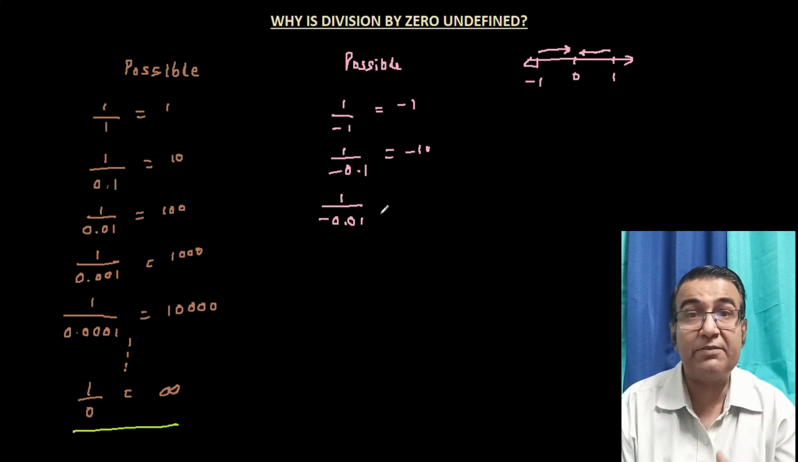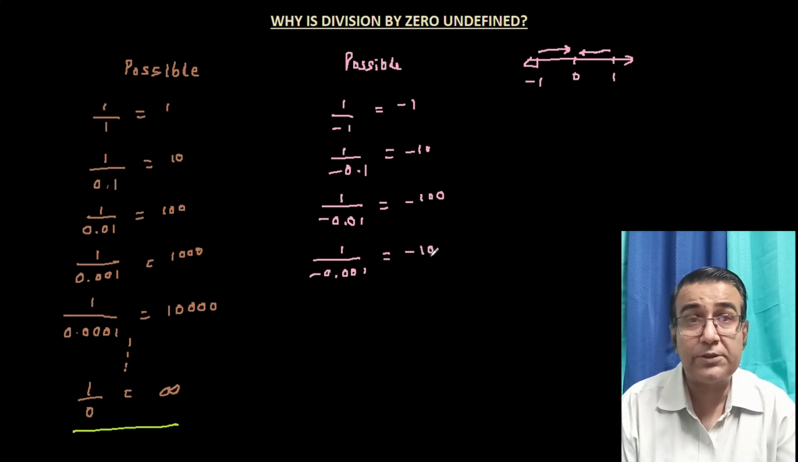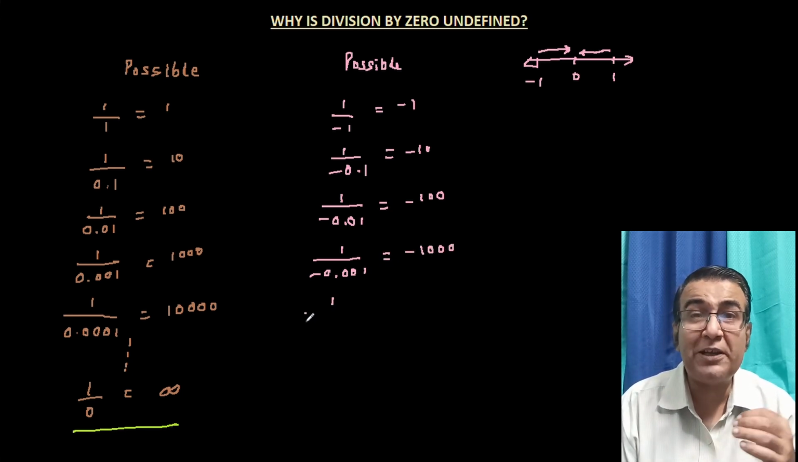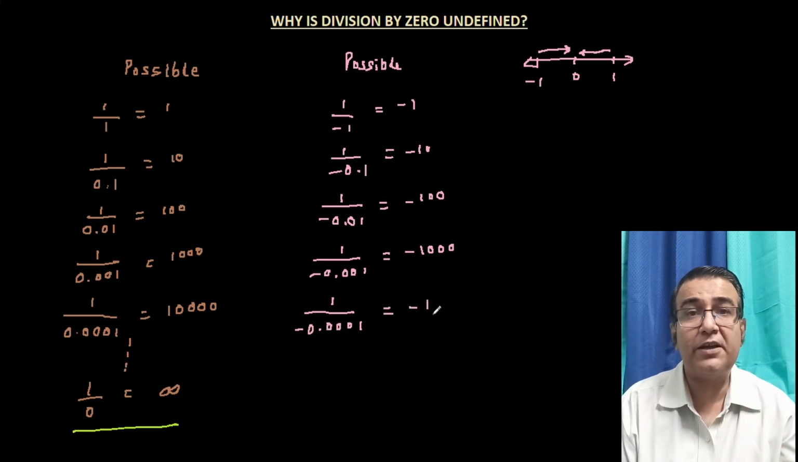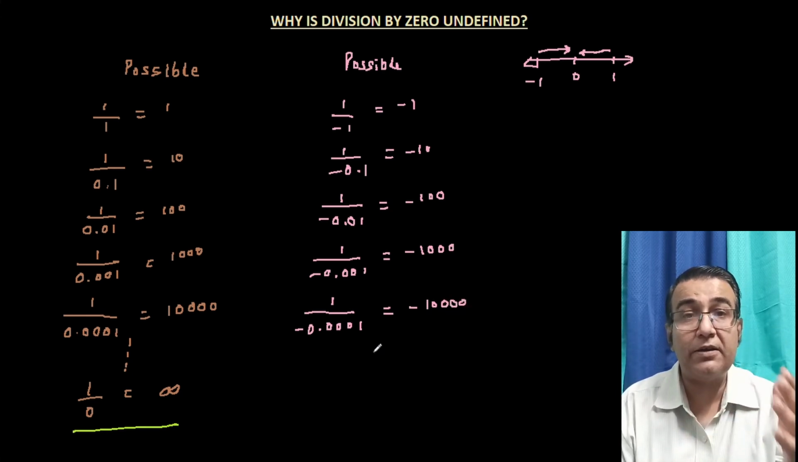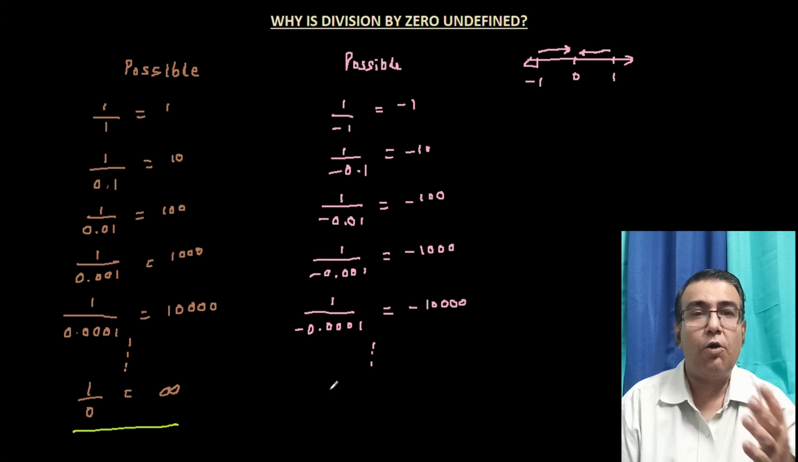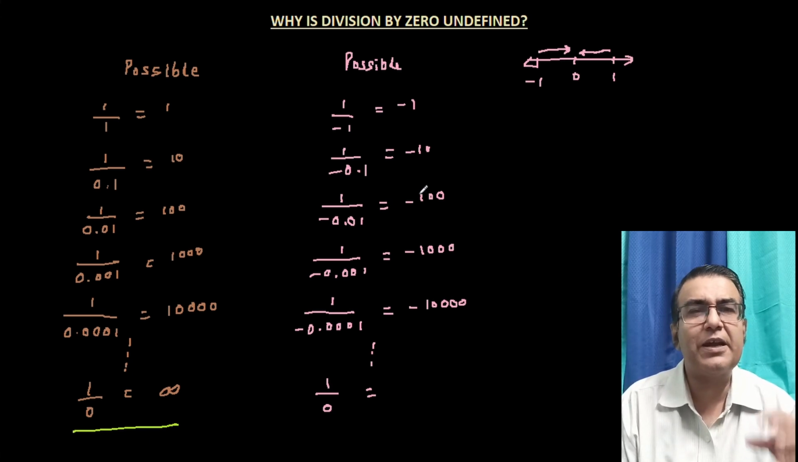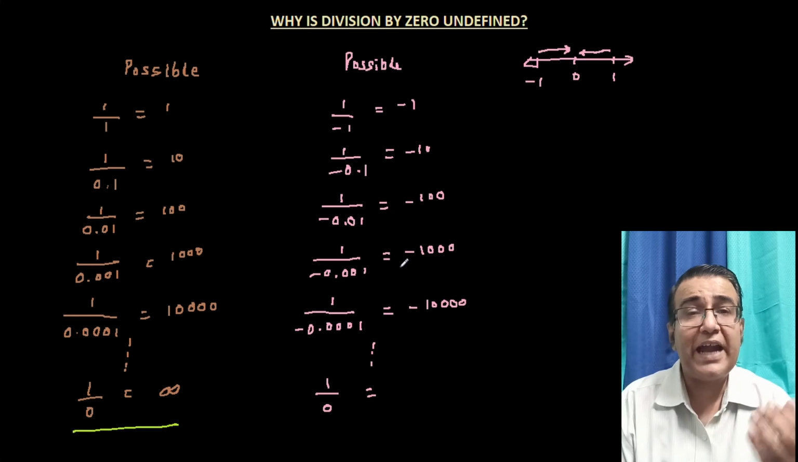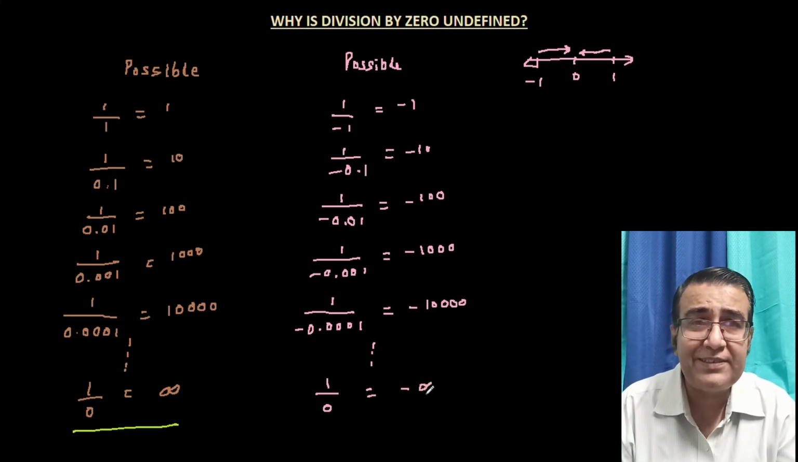I divide 1 by negative 0.01 and I get negative 100. I divide 1 by negative 0.001 and I get negative 1000. I divide 1 by negative 0.0001 and I get negative 10,000. And as the pattern continues, now as I'm dividing it by a smaller and smaller negative number, or in fact a greater and greater number which is going towards 0, what I can see is that the result is becoming smaller and smaller and smaller. And if we were actually going to divide 1 by 0, we are going to get negative infinity.